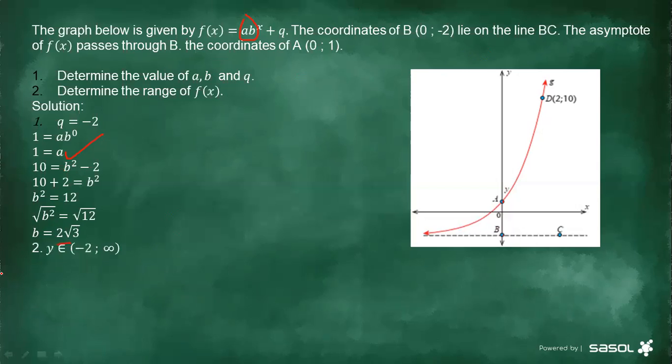And then from there we have to determine the range of f of x. We said for an exponential function, to get the range you need to know the horizontal asymptote. The range is y greater than -2, up to infinity, because -2 is the value of q. You can see the graph is going up there, which is positive infinity. So that is the range for this graph.